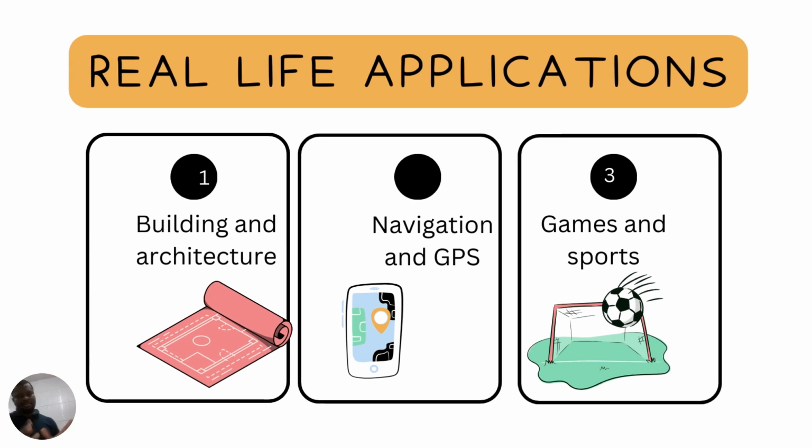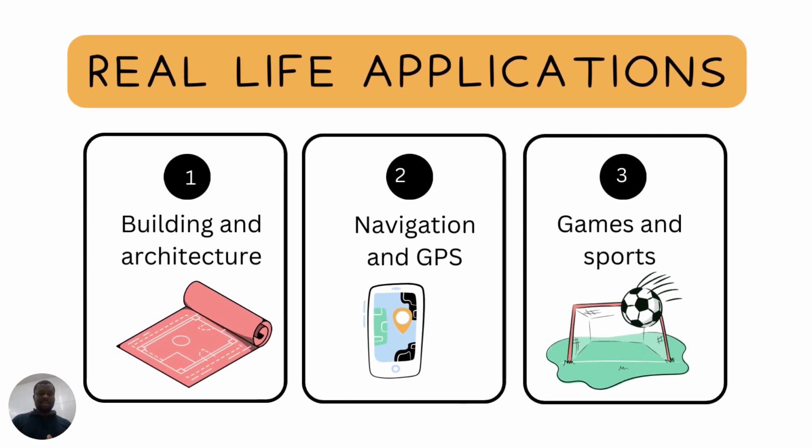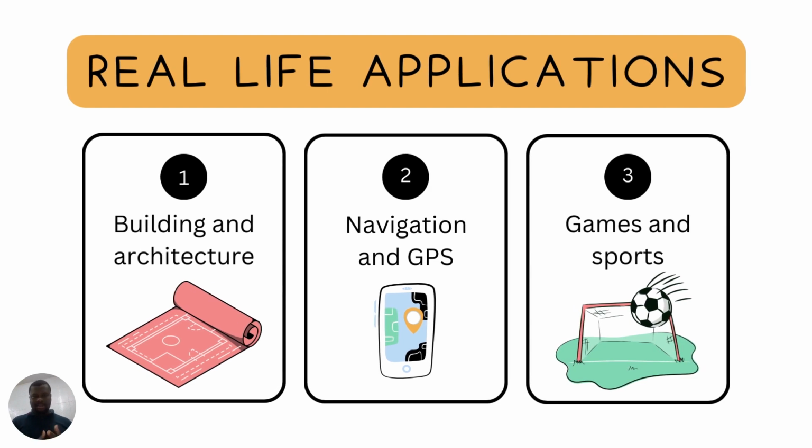Now, take a look at some real life applications of this theory. The first application is in building and in architecture, as I said earlier in our introduction. A lot of the building and architectural work in Egypt, in China, in the early BCs were based on this theory. Now, navigation and GPS systems also use this theory, and even in games and sports, you know, there are real life applications of this theory.